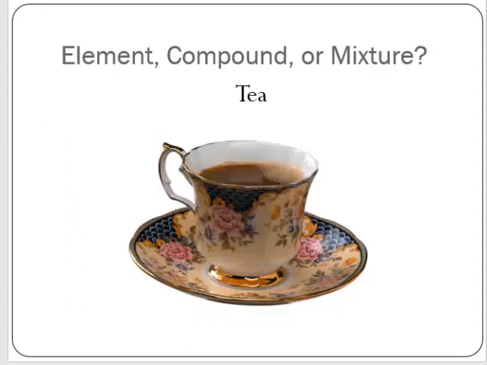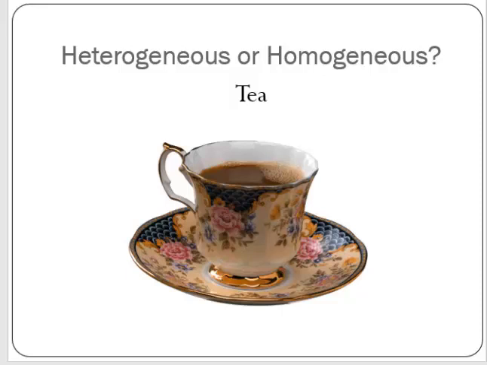All right, how about this one? Tea, a nice cute cup full of tea. So what would that tea be? Element, compound, or mixture? Did you say mixture? Then you are correct. It is a mixture. All right, now here's bonus points. Heterogeneous or homogeneous? Ooh, does it look the same throughout or does it look different? If you said it was homogeneous, you are correct. Homogeneous.